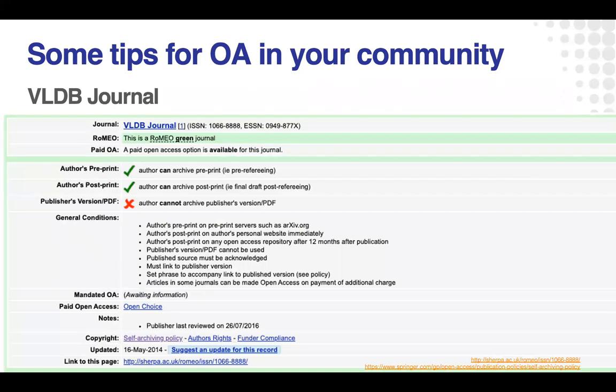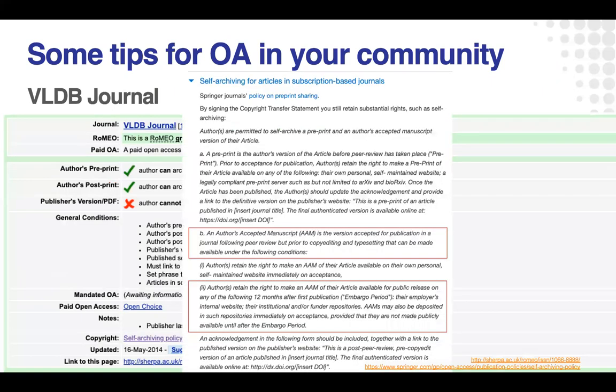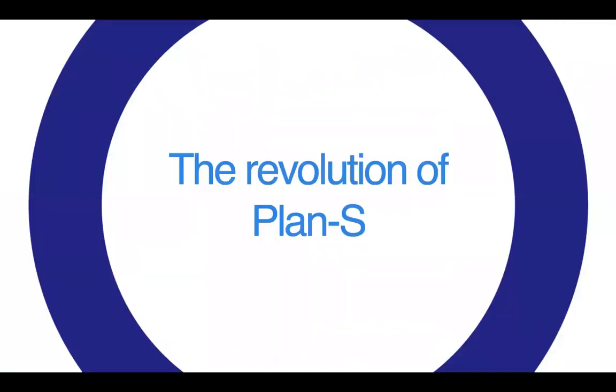So this is another example, and here as well you see that you can deposit your preprint or postprint version in a repository, and you also have the link again to the policy of the publisher. What you can see here is that you can publish the postprint, which they call the author's accepted manuscript, and you can deposit it and then make your version available after 12 months, so there is an embargo period to apply.